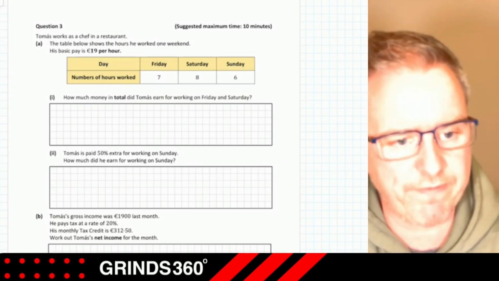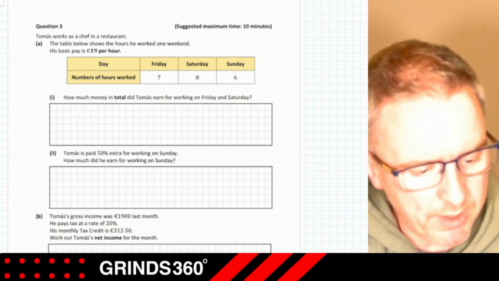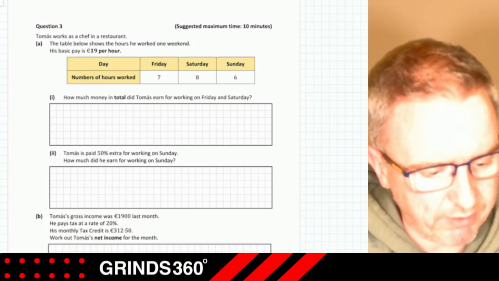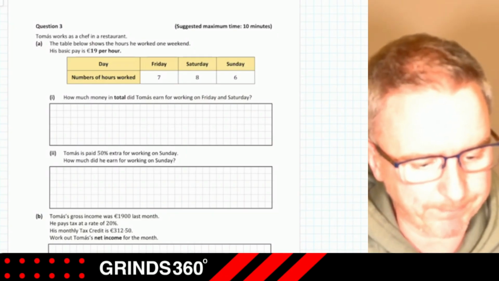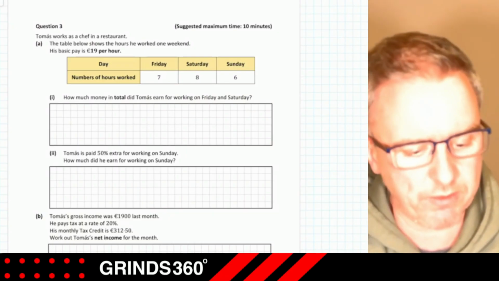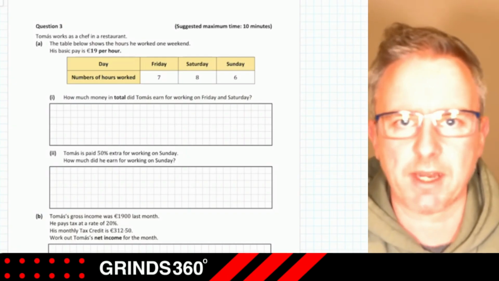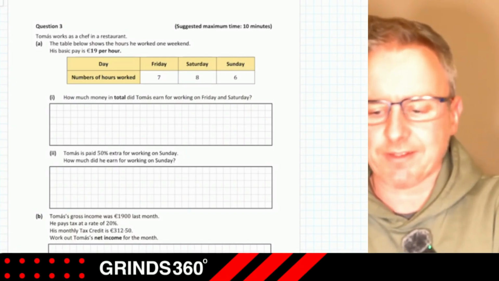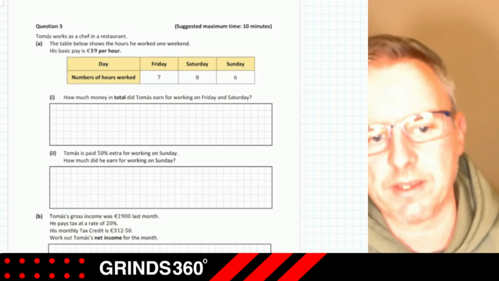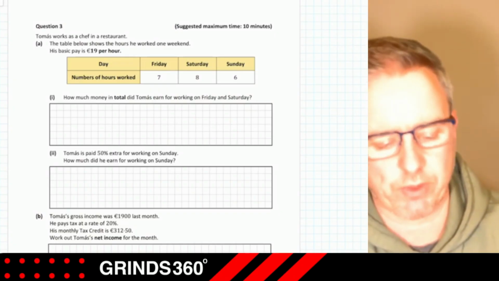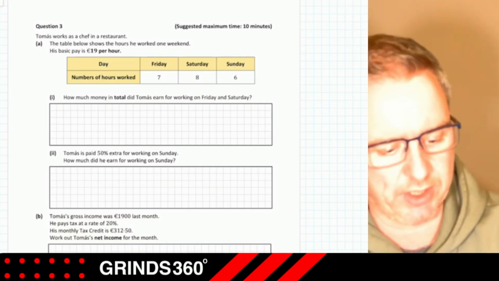So question 3 from last year's paper. Tomas works as a chef in a restaurant. The table below shows the hours he worked one weekend. What happens with students is they sometimes just tear off into a question and don't actually answer what's asked in that particular year. They go, oh yeah, I saw something like that before, is it a similar question? And they just answer what they think is actually on the page.